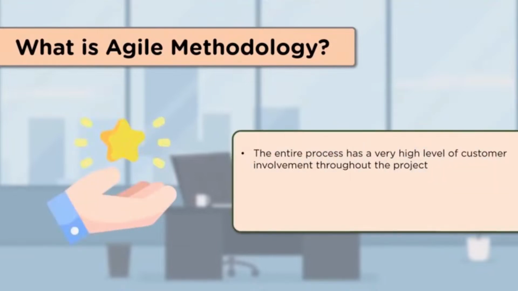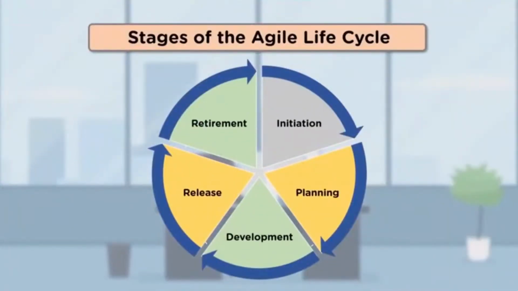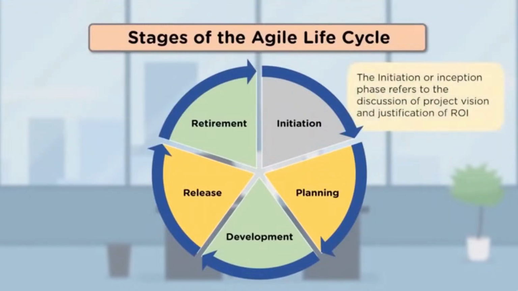One of the major focuses of the Agile methodology is on the customer. So the process involves the customer throughout the project. As the requirements cannot be gathered completely in the beginning of the project due to various factors, continuous customer interaction is very important to get proper product requirements. Then there are several phases involved in the Agile software development lifecycle, beginning with the building of concepts and going up to the retirement process. The life cycle consists of 5 different phases. Let's have a look at all these phases in detail.